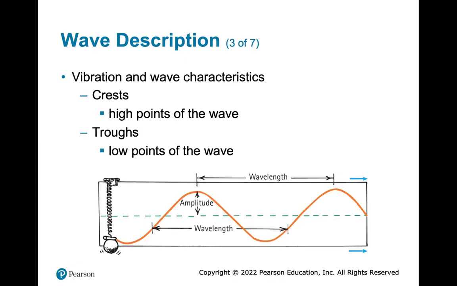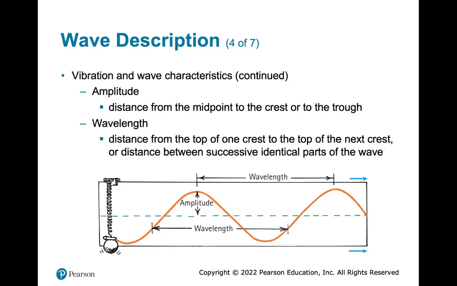And so, vibration and wave characteristics. The crests are the high points of the wave, and the troughs are the low points of waves. These two are the crests, and these two are the troughs, and they don't say it here, but there are zero crossings, and you'll have two zero crossings between every crest and every trough.